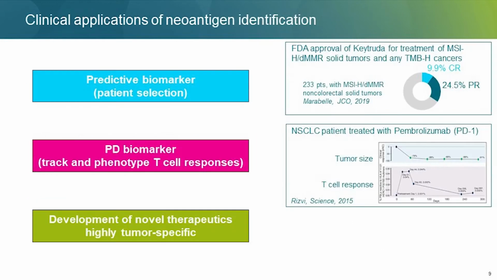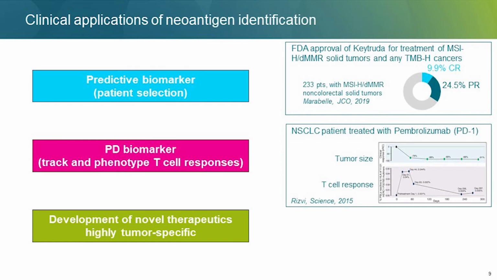So following this information, there have been a lot of clinical applications that have followed regarding neoantigen identification. So the first one is we can use this information as a predictive biomarker. We can use this information to select patients for immunotherapy. And that is what Merck is doing with Keytruda.